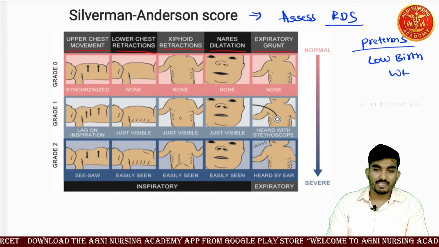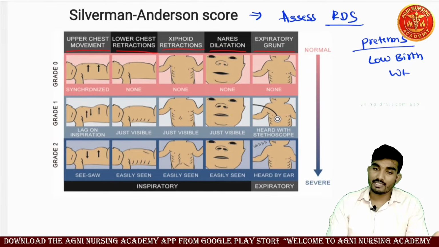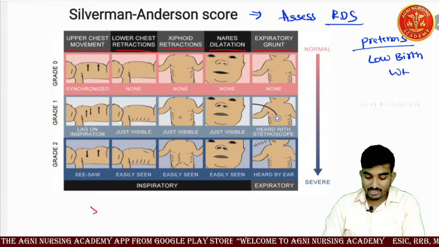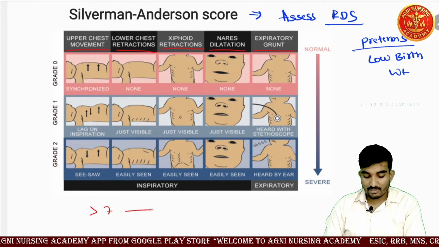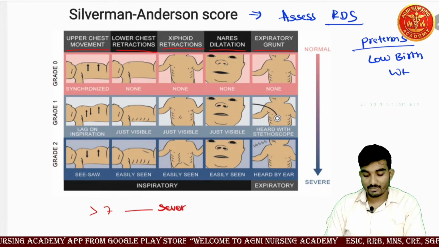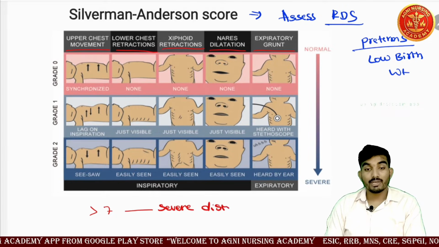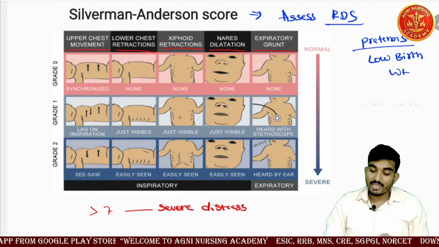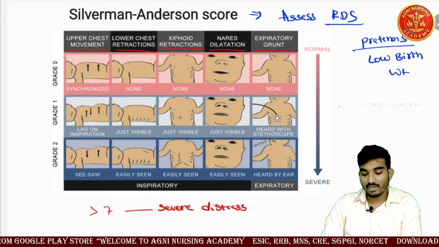There are 3 grades: grade 0, grade 1 and grade 2. If the score is more than 7, that is severe distress. But in the Apgar score, more than 7 is the normal score. And another score that will come is the Downey score.